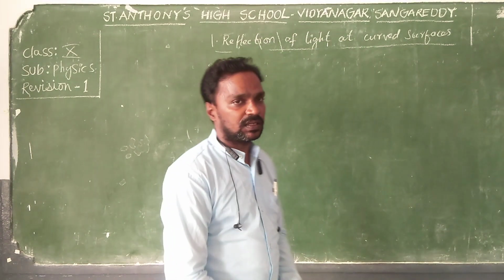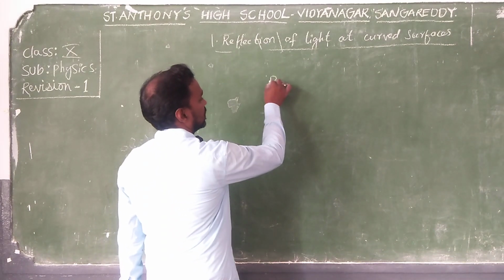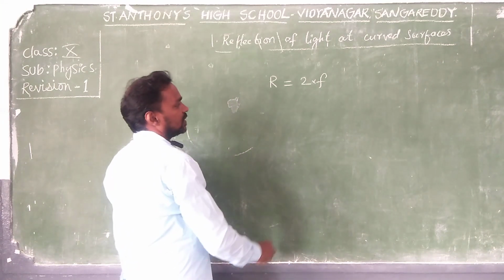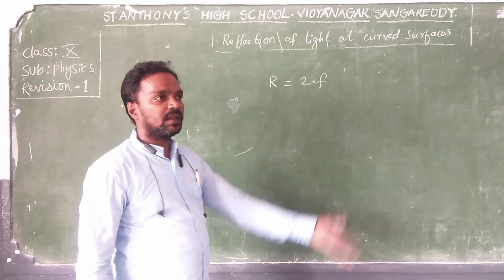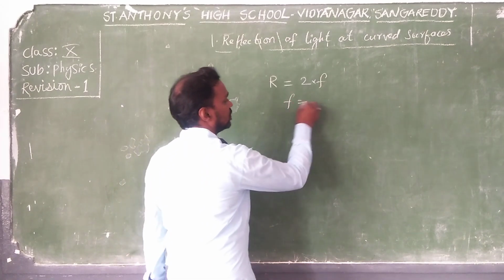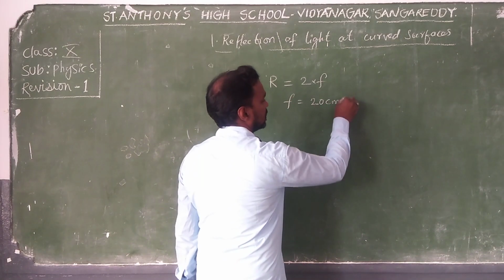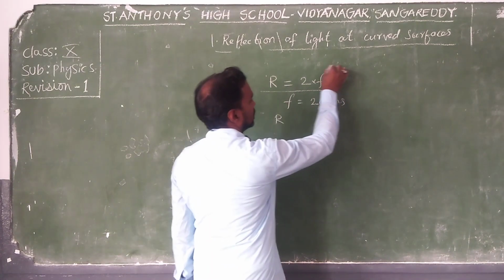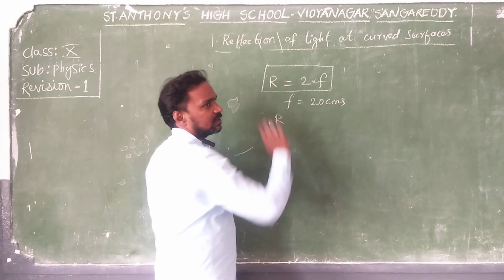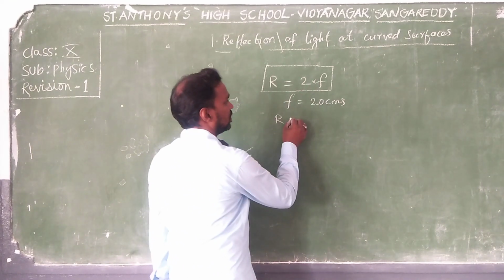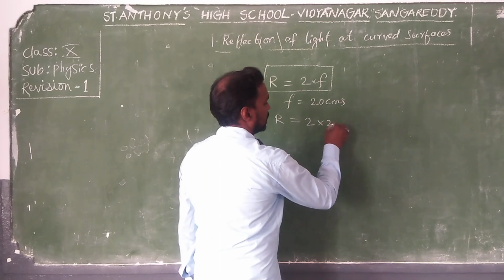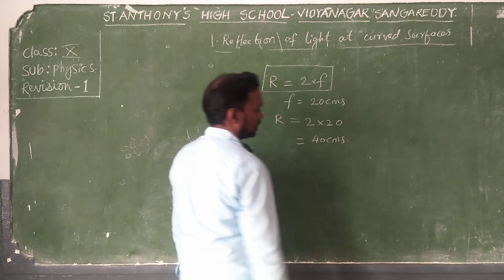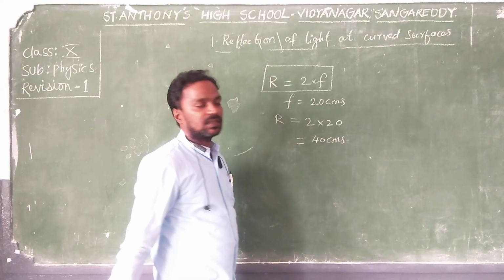So the question may be like this: we have radius of curvature is equal to 2 into f. Suppose the focal length of a concave mirror is 20 centimeters. F is given as 20 centimeters. So what is the radius of curvature? Simply you should know this relation. Radius of curvature is equal to twice the focal length, that is 2 into 20. So you get 40 centimeters. This is the radius of curvature.